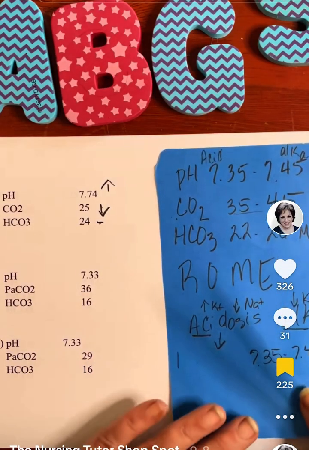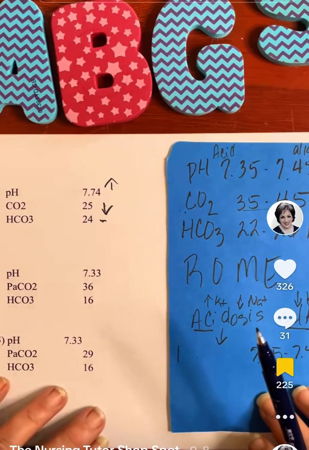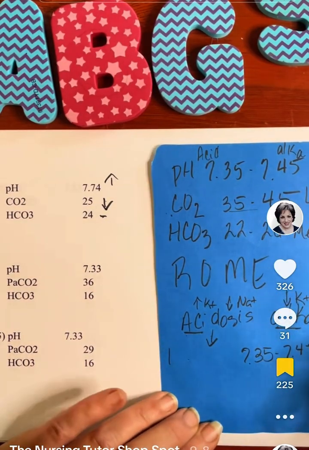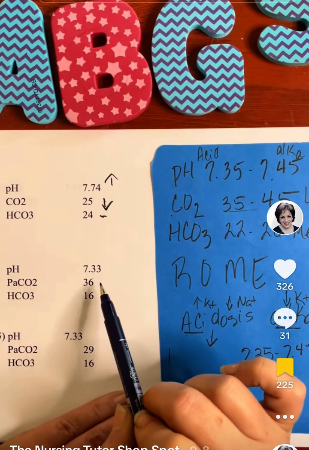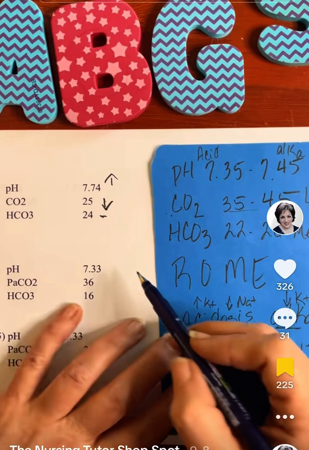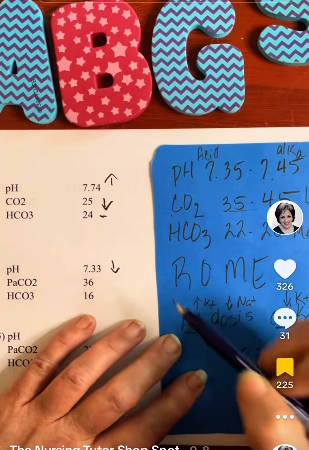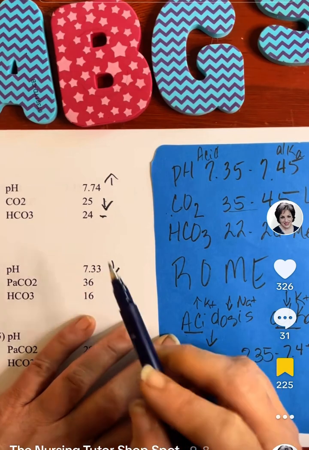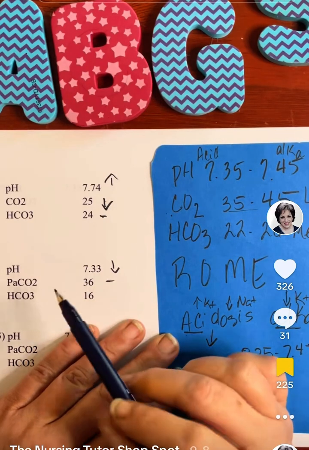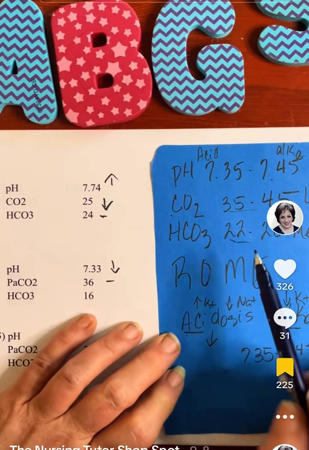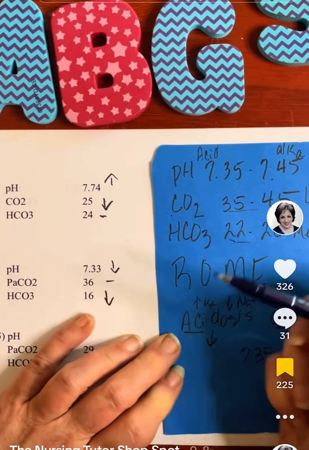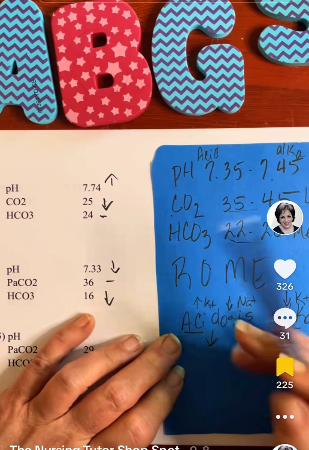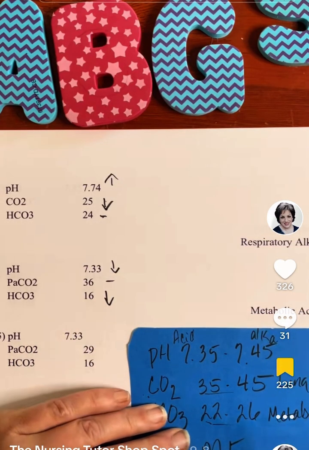Okay. I'm pumped about these next ones, and I'm finna show you why. So the pH is 7.33. Yep, you're right, that's low. The CO2 is 36, that's normal. The bicarb is 16. Goodness, that's low. So that's telling me it's acidosis, and it would be metabolic acidosis. Okay?